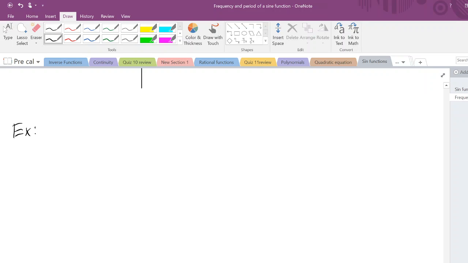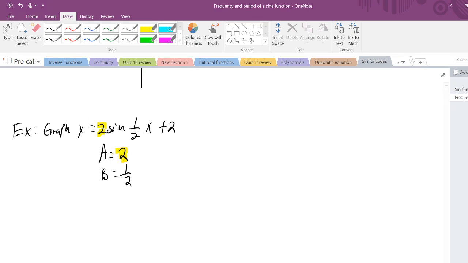So this example says graph y is equal to 2 sine of 1/2 x plus 2. All right, so let's start labeling stuff. So our a is equal to 2, right? Our b is equal to 1/2. So our frequency is equal to 1/2.